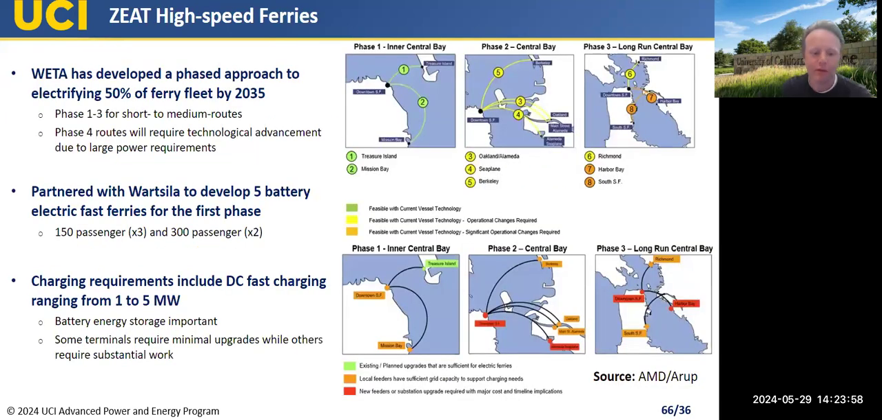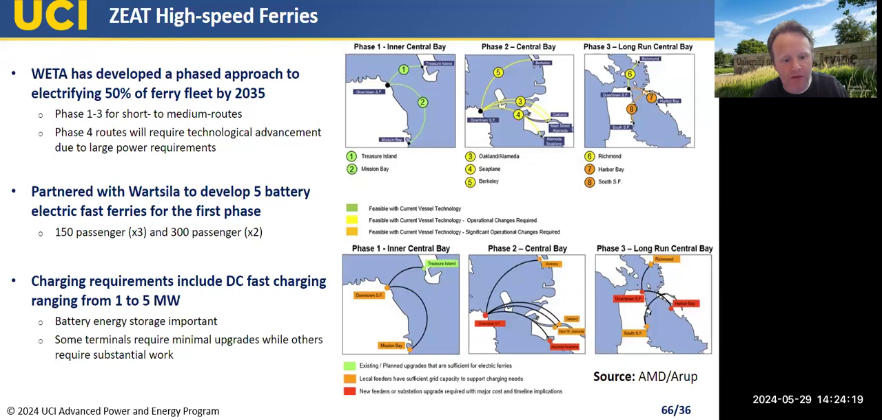Moving towards high-speed catamaran ferries, the Water Emergency Transportation Authority operates a fleet of ferries. Vince mentioned that. And they have developed a blueprint outlining conversion of at least some of their fleet to ZEAT in the next 5, 10, 15 years. I think it's a really nicely done document.